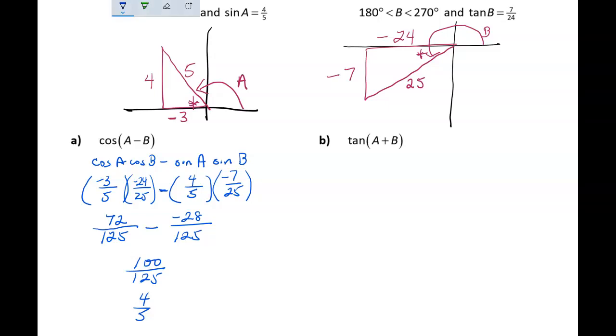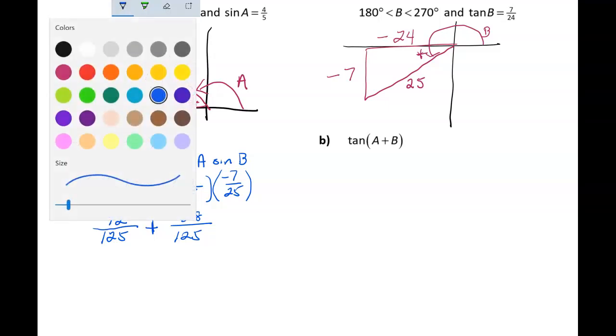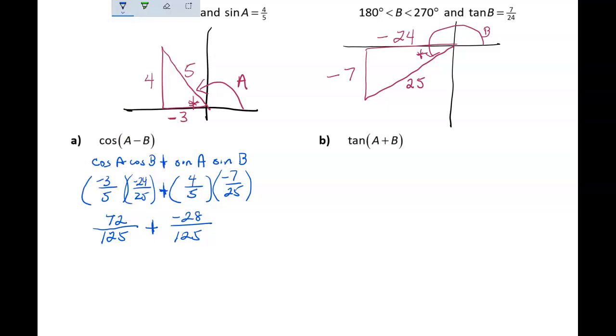My apologies, I actually wrote something wrong here. The angle difference formula for cosine A minus B is cosine A cosine B plus sine A sine B. So that's going to change this to a plus. We have plus and negative. Let's change this final answer here. That's going to be 72 minus 28, and that's going to be 44 over 125.